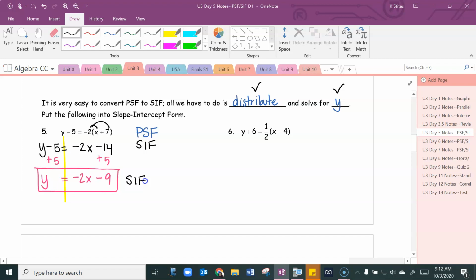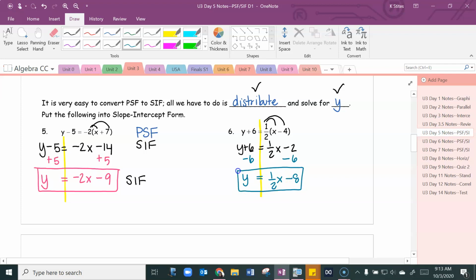All right, let's try this again. Step 1 is distribute. Don't worry that you have a fraction. 1/2 times x is just 1/2 x. 1/2 times negative 4 is really just saying half of negative 4, which is negative 2. And then again, we need to solve for y, so I'll subtract my 6 on both sides. Y equals 1/2 x. Negative 2 minus 6 is negative 8. And there's slope-intercept form.